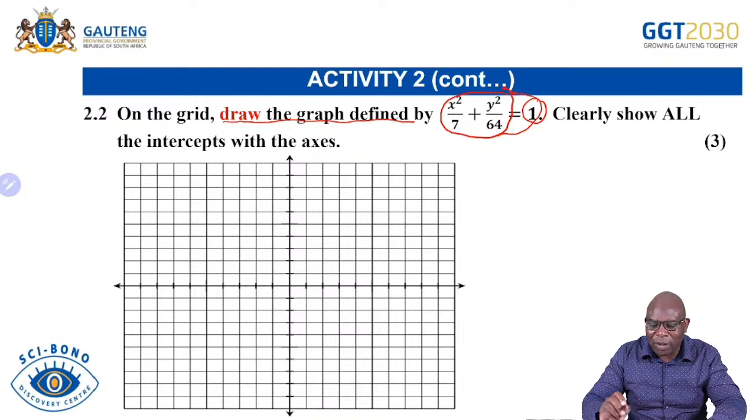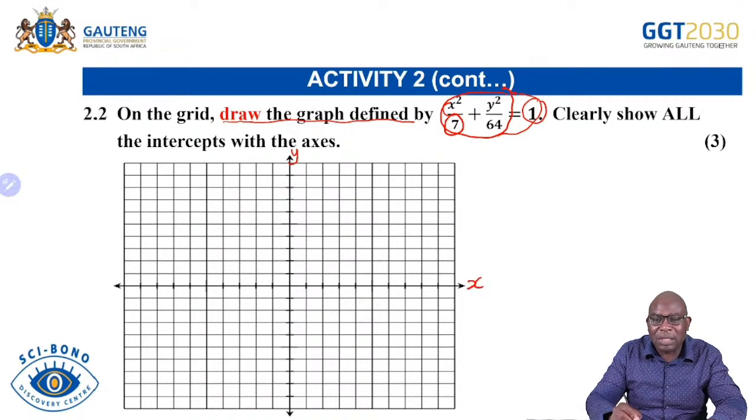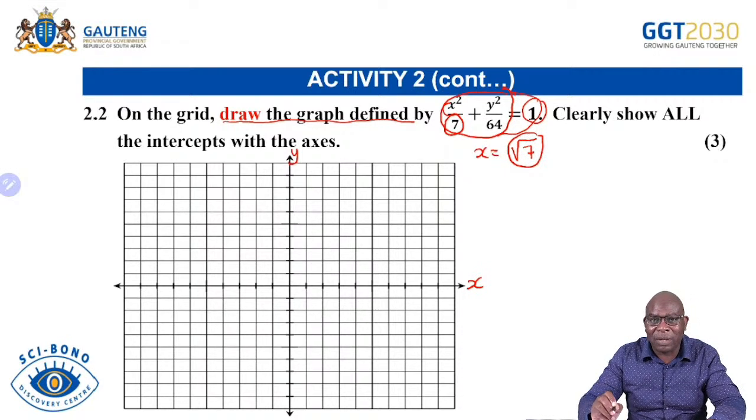So what do I do? I say, okay, the 7 that I'm having is for the x. So here is my x-axis, here is my y-axis. So the 7 is for the x. So what do I do with that 7? I take the square root of 7. Remember, it was x squared equals 7 in this case. So the square root of 7, if I go to my calculator, will be 2 point something.